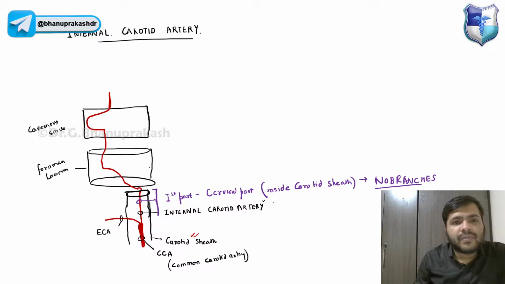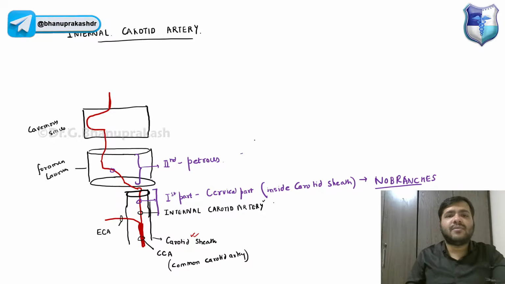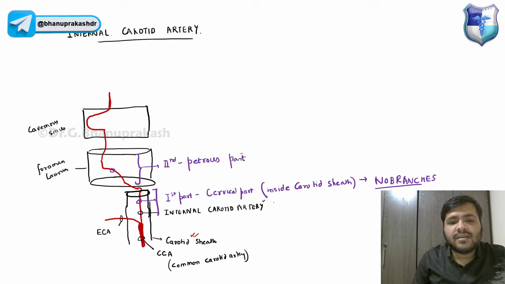The second part, remember, guys, the second part, it is the cavernous part. Sorry, not exactly the cavernous. Sorry. It is the petrous part, guys. It is coming into the petrous part of the temporal bone, right? So the second part, it is the petrous part. It is only supplying the bone.